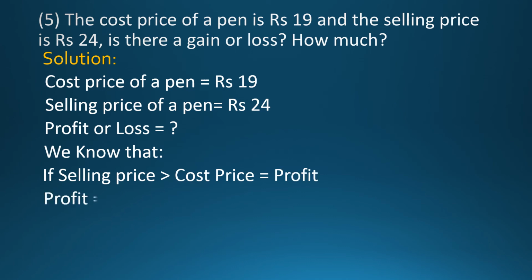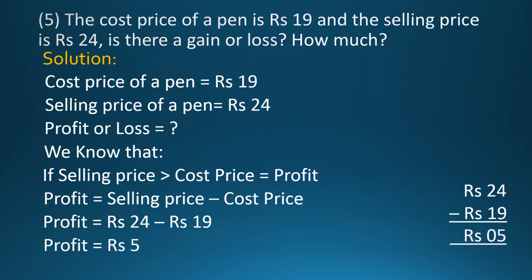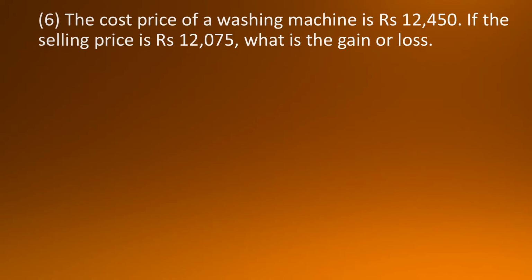And we know that if selling price is greater than cost price, we have a profit. And profit is equal to selling price minus cost price. Now put the value. Rupees 24 minus rupees 19. If we subtract rupees 24 minus rupees 19, we get rupees 5. So profit is equal to rupees 5. Let us solve one more question.